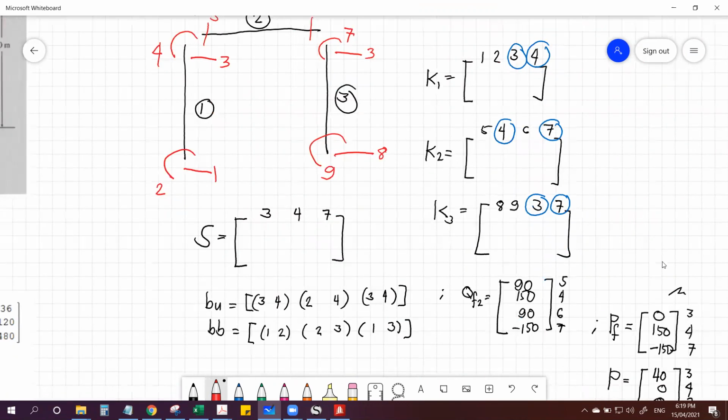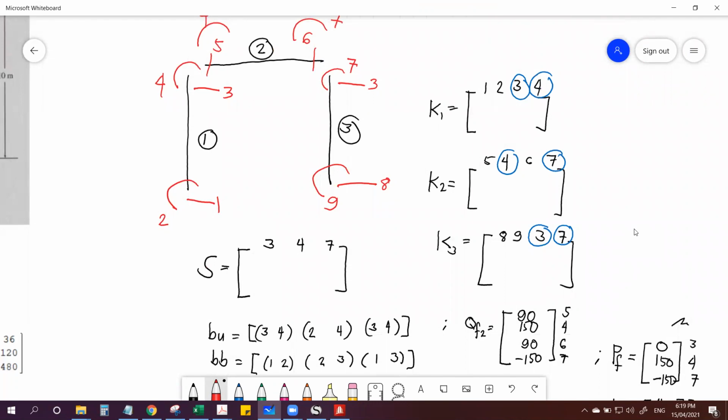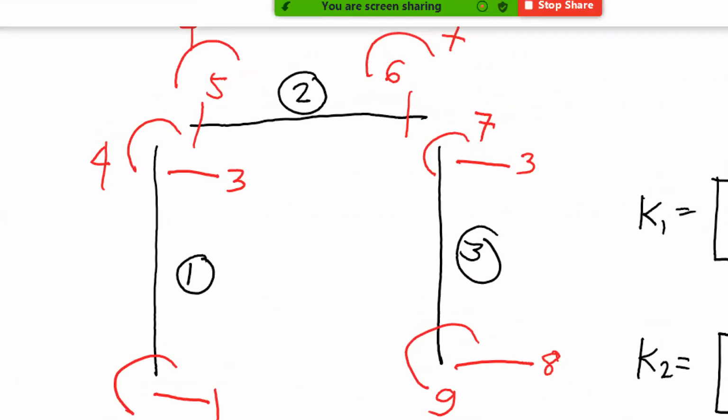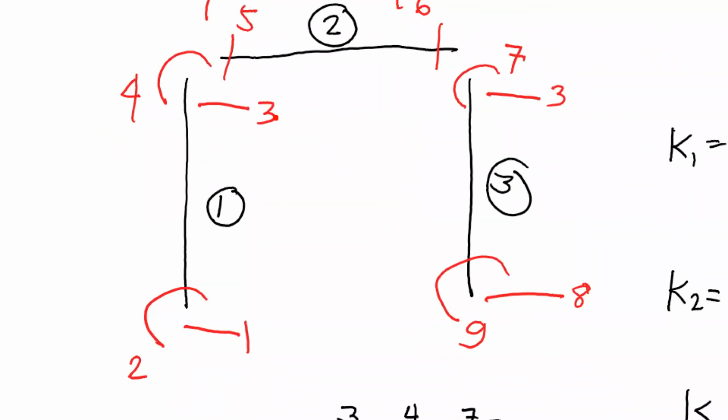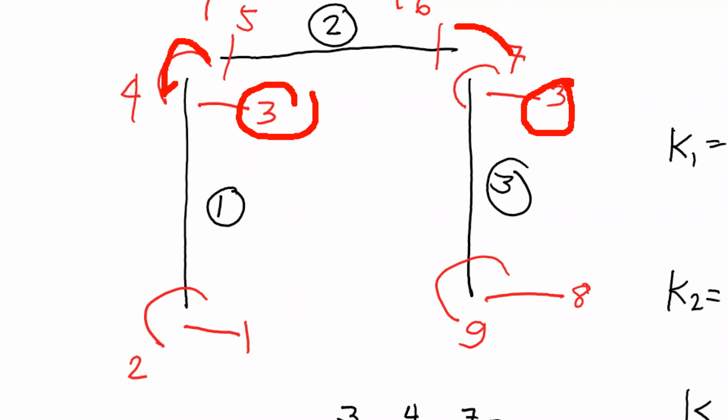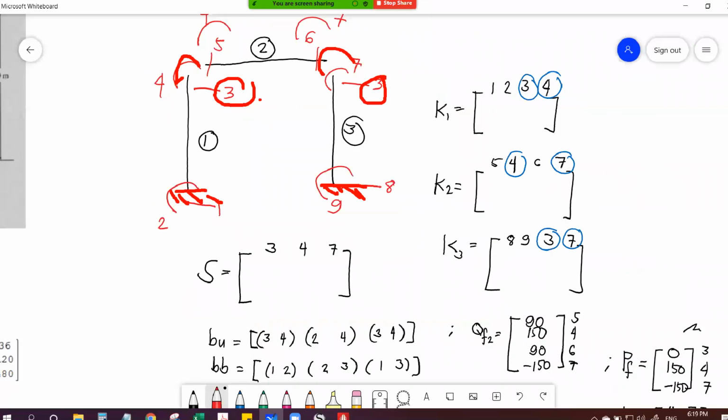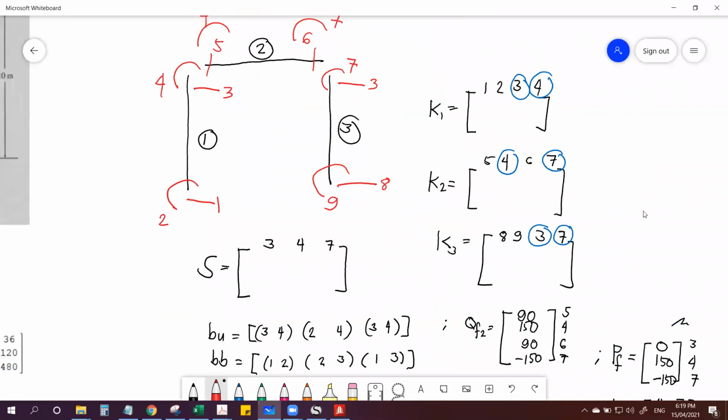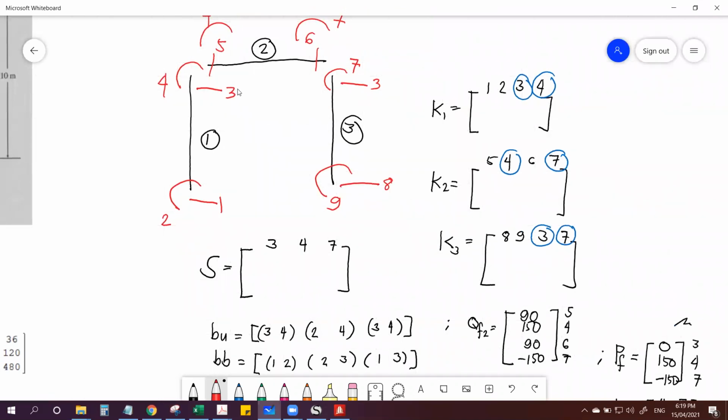Okay. Now, how many unknown displacements do we have? We said that we have a lateral displacement, so that's 1, and a rotation on this joint, so 2 and 3. Because we have fixed supports here, there's no displacement here. So we have 3 unknown displacements, and the code for those 3 unknown displacements are 3, 4, and 7.